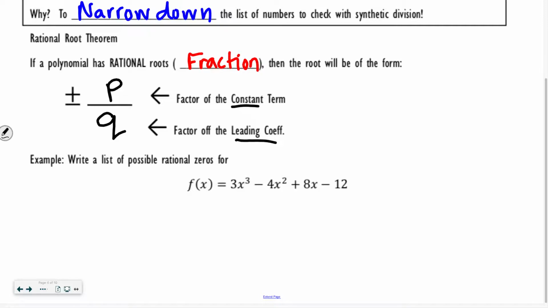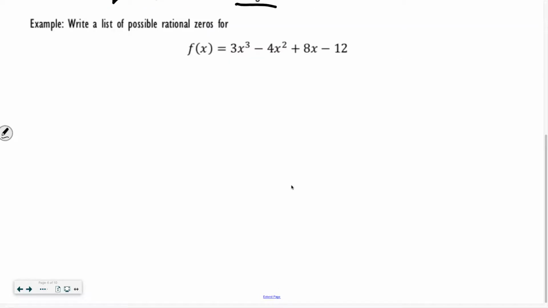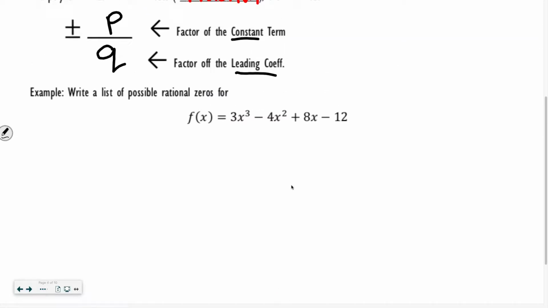And we're going to do this for this example. So we're going to do some plus or minus P over Q's. Now, because of the plus or minus, you don't have to worry about what the sign of the leading coefficient or the sign of the constant is. You just look at the number. Okay. So what's our constant? Our constant is negative 12, and I don't really have to worry about the negative 12. I'm just going to say 12. What are factors of 12?